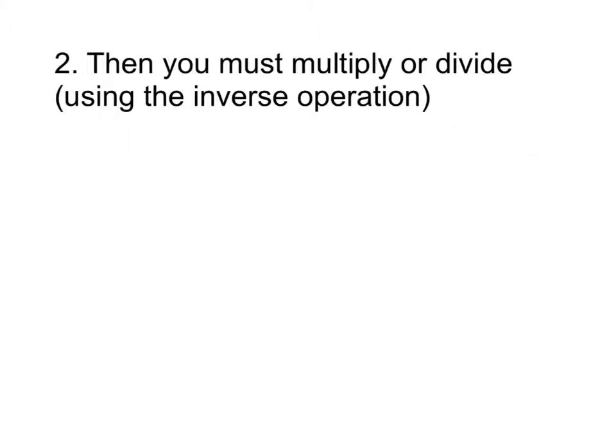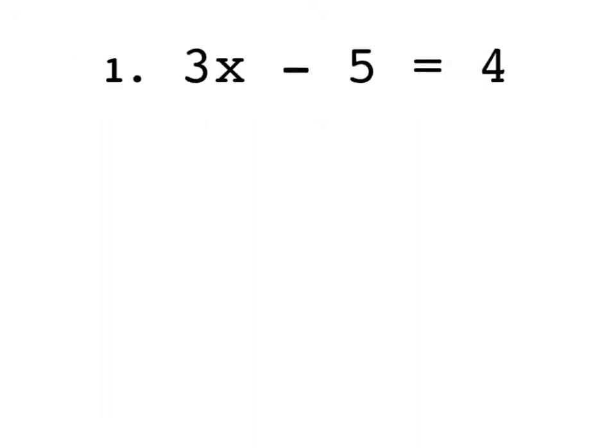The next step, you're going to have to multiply or divide using the inverse operation. So let's apply those steps and solve these two-step equations. Let's look at number 1. So we're always going to be working on the side with the variable, and I know that this side right here. And I can see that we have a multiplication, and I can see that we have a subtraction. So we're going to be adding and dividing.